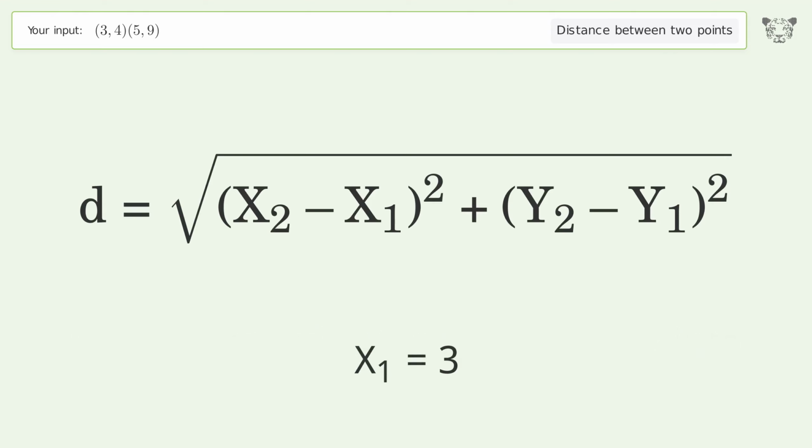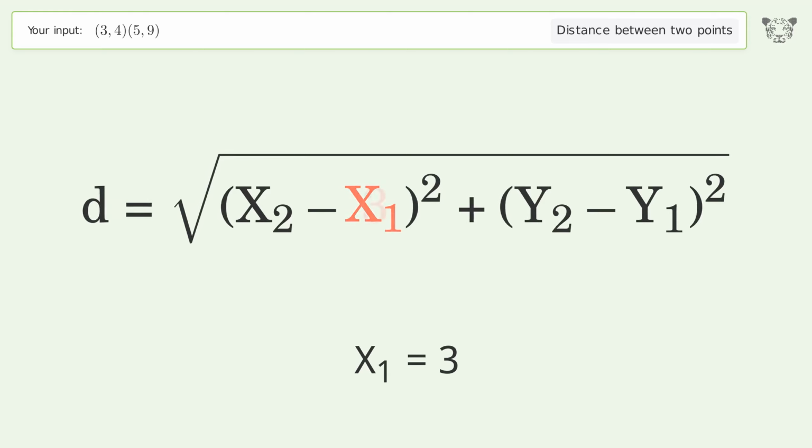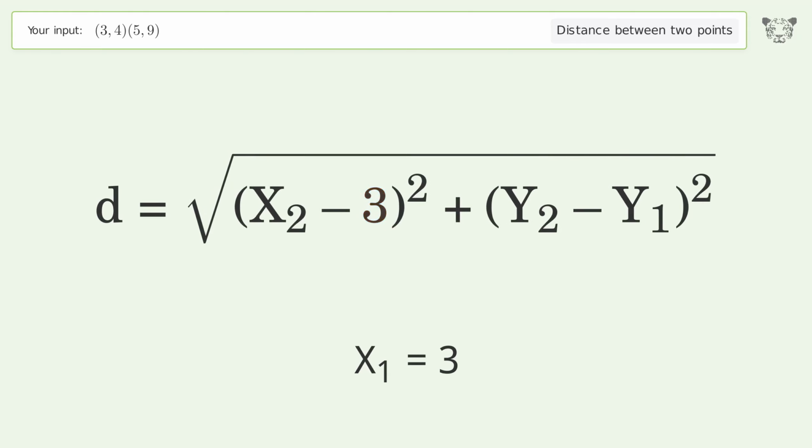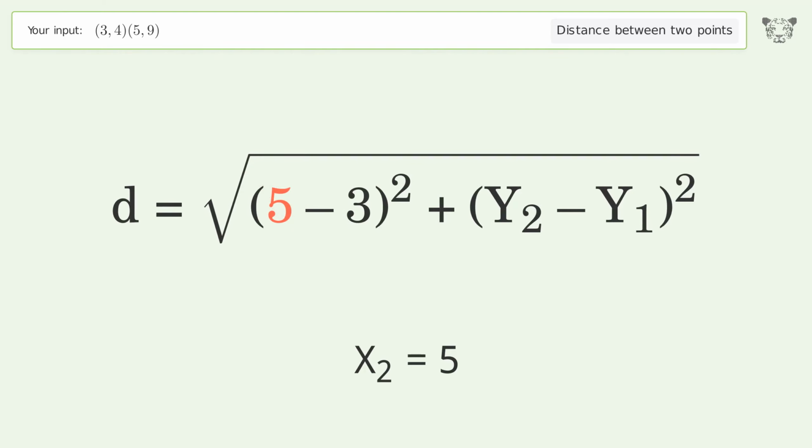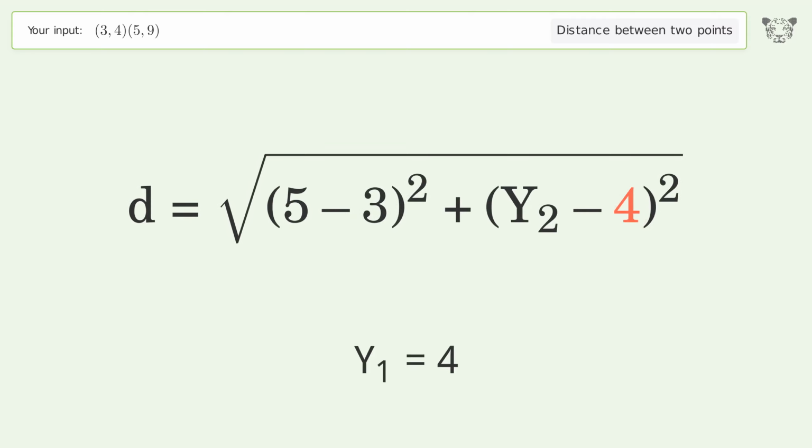x1 equals 3. x2 equals 5. y1 equals 4. y2 equals 9.